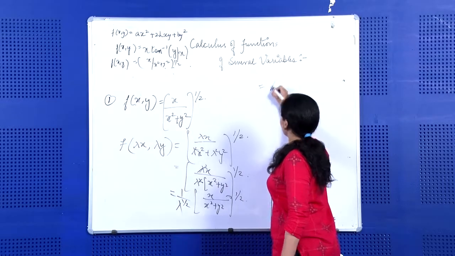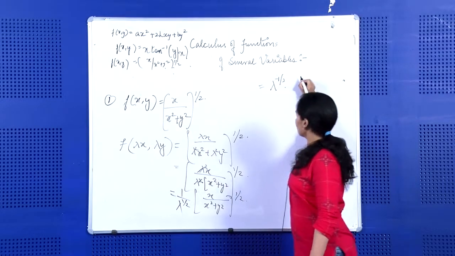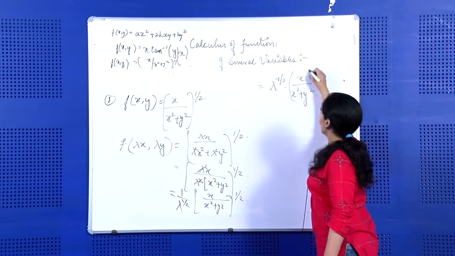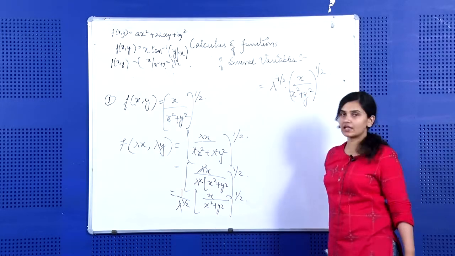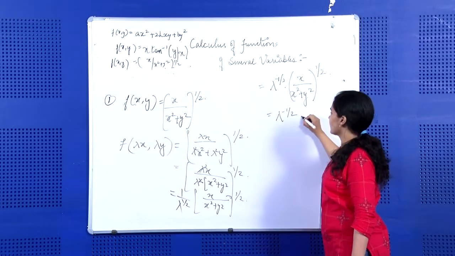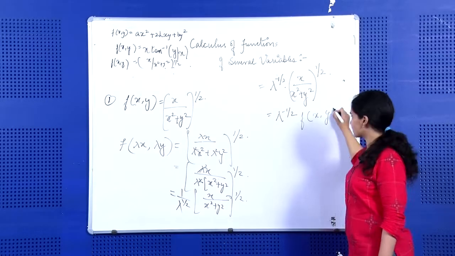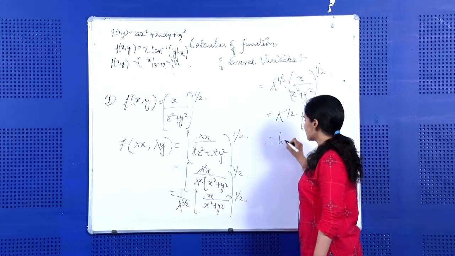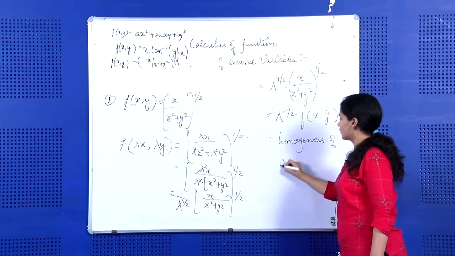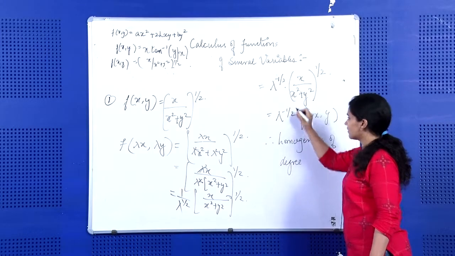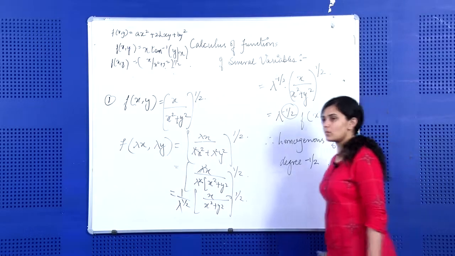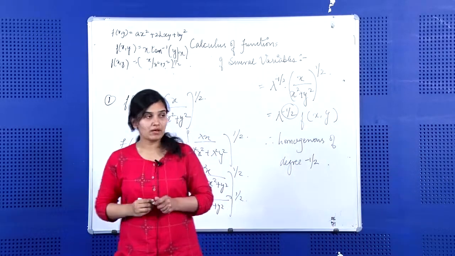So, it is lambda power minus 1 by 2 into x upon x square plus y square whole power 1 by 2, and we can again note that this is our f of x y only. So, we can say it is homogeneous, and the degree is the power of lambda, that is minus 1 by 2. So, it is homogeneous of degree minus 1 by 2.